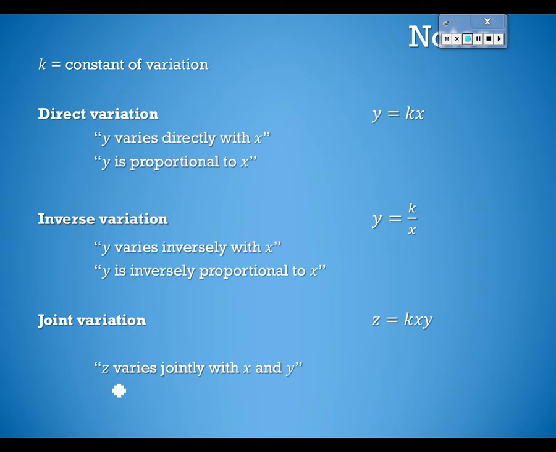When you see in a problem, and you will see this sometimes, someone will say the variable y varies directly with x, or sometimes they'll say y is proportional to x. Then right away you should be thinking, oh yeah, direct variation, and write down this equation off to the side: y equals k times x. And in all of these equations, k is some constant of variation.